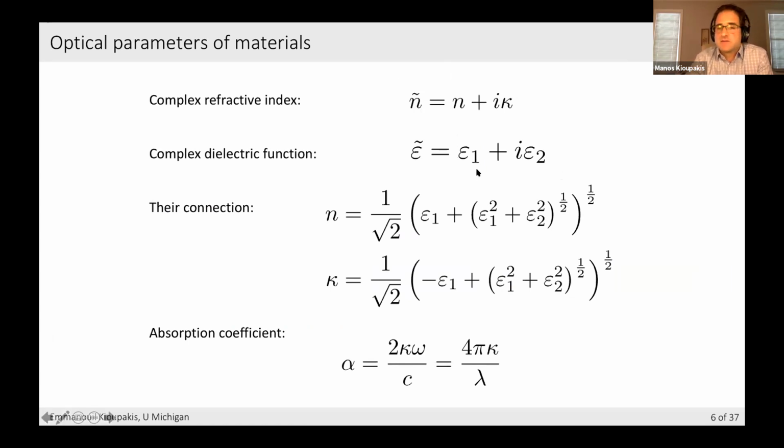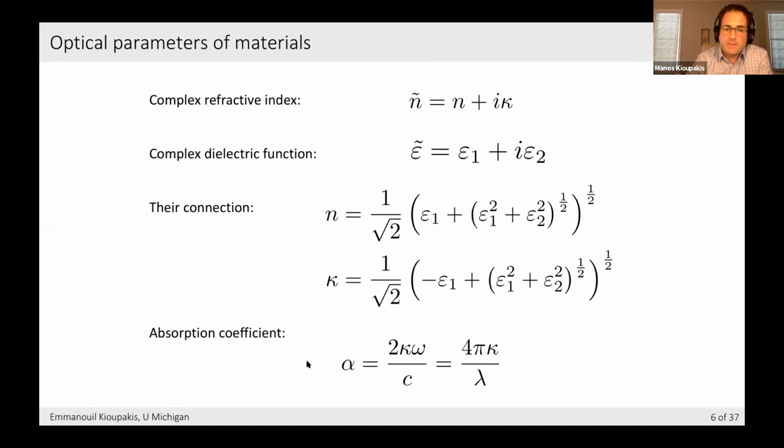Again, the real part describes refraction, the imaginary part describes absorption. And the way the two of them are connected is through these equations that you see here. Other than squares and square roots, it's a very simple expression to go from one set of coefficients to the other.